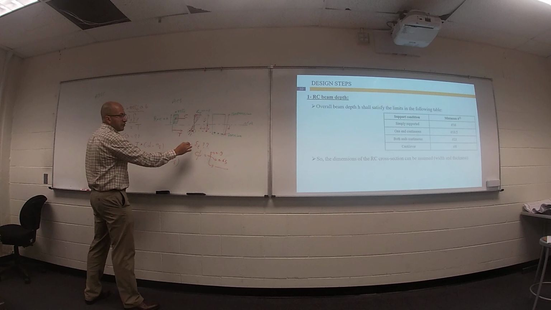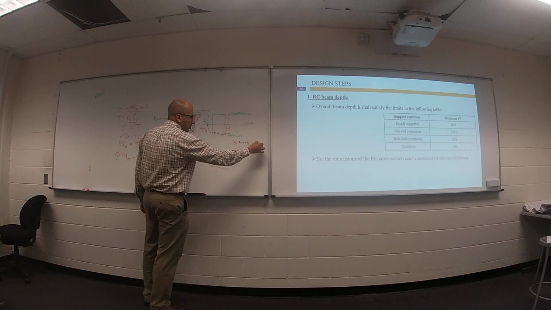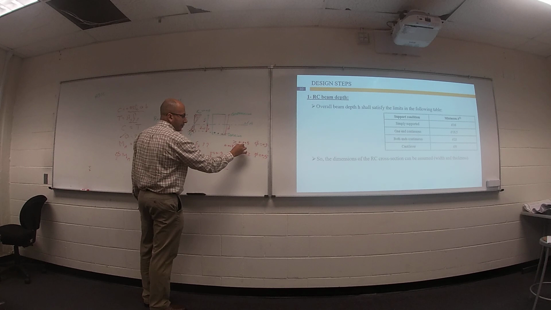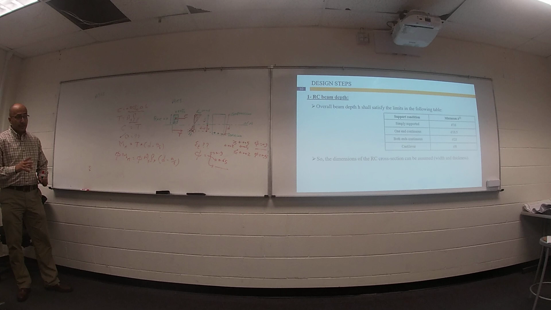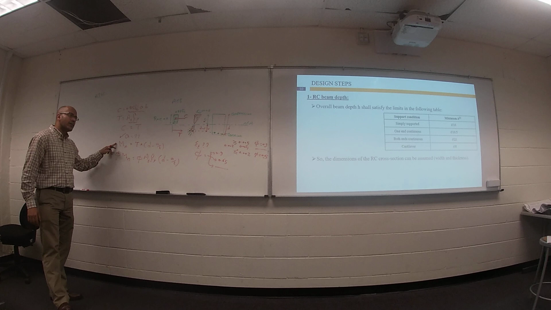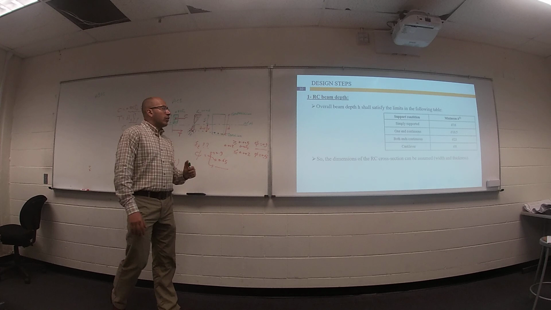If this value is greater than or equal to 0.005, your phi is 0.9. Smaller than or equal to 0.002, your phi is 0.65. In between, we have an equation to figure it out. I think one or two problems like this will be in your FE exam. This cross-section will be given, and the problem is asking about nominal moment or design moment.